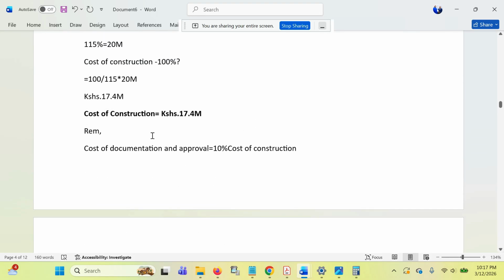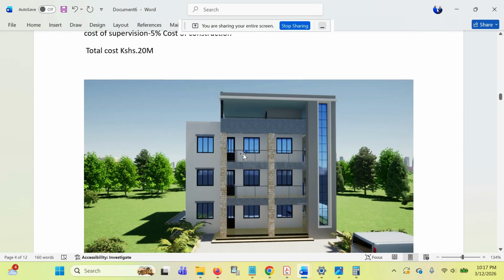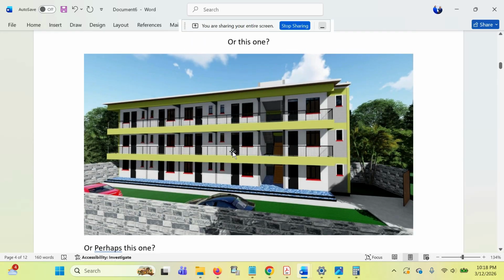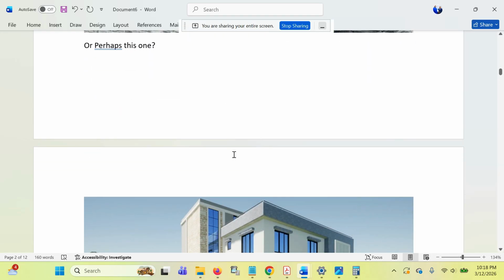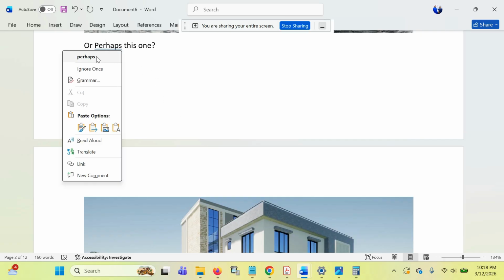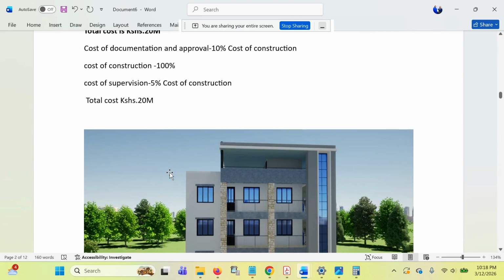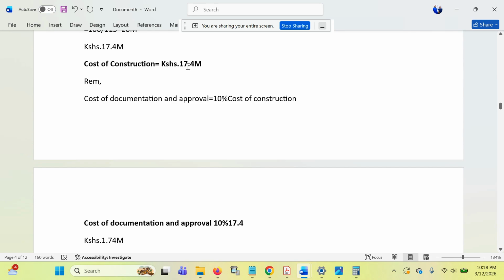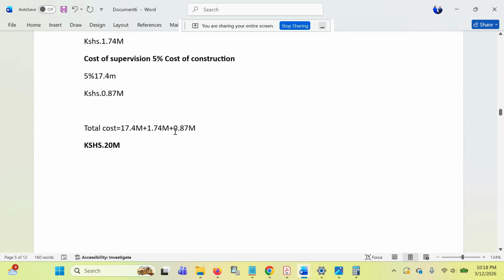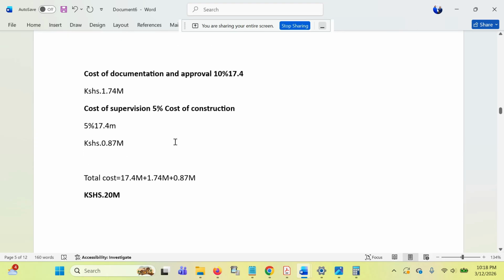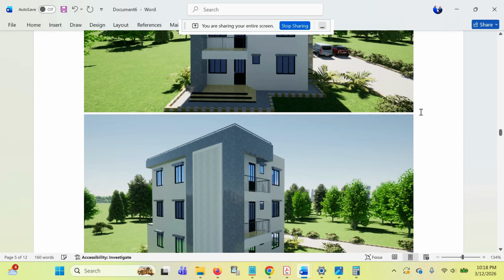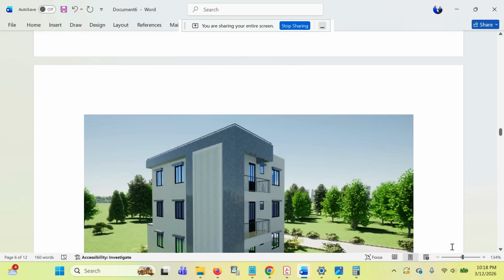Now, this information is important. This information is important because if you ignore this, you may not get your project up to the end of the line. So now, what does this mean? It means that the actual amount that will go to the construction, whether you want to do this or you want to do something like this one, or you want to do something like this, whatever you want to do, the amount that will go into the actual construction, if you have a budget of 20 million, is 17.4.